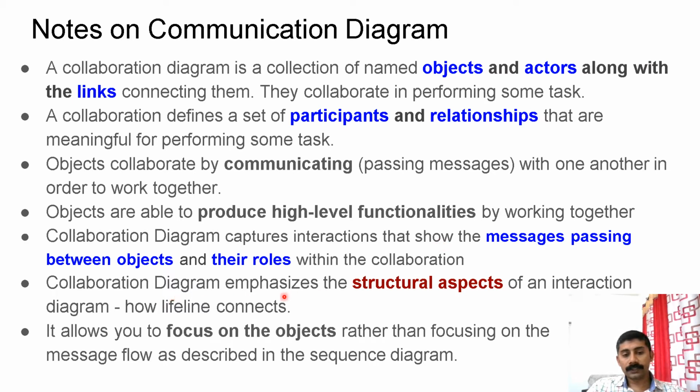A collaboration diagram emphasizes the structural aspects of an interaction diagram. It allows you to focus on the objects rather than focusing on the message flow as described in the sequence diagram. So, in the case of a collaboration diagram, the focus is on the communication between the objects. We are considering two aspects: the structure of the objects organized in your system. In the case of a sequence diagram, the focus was on the message passing only. So here we are considering two things: message passing between the objects, and the structural aspects are also considered.